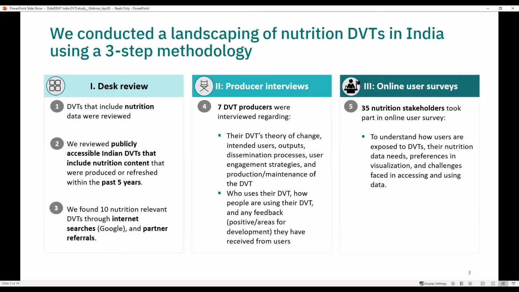This slide talks about a study methodology that includes 3 steps. So first, under the desk review, we did include DVTs that include nutrition data and which were publicly accessible, produced, or refreshed within the past 5 years. And we found 10 such DVTs through internet search and partner referrals.